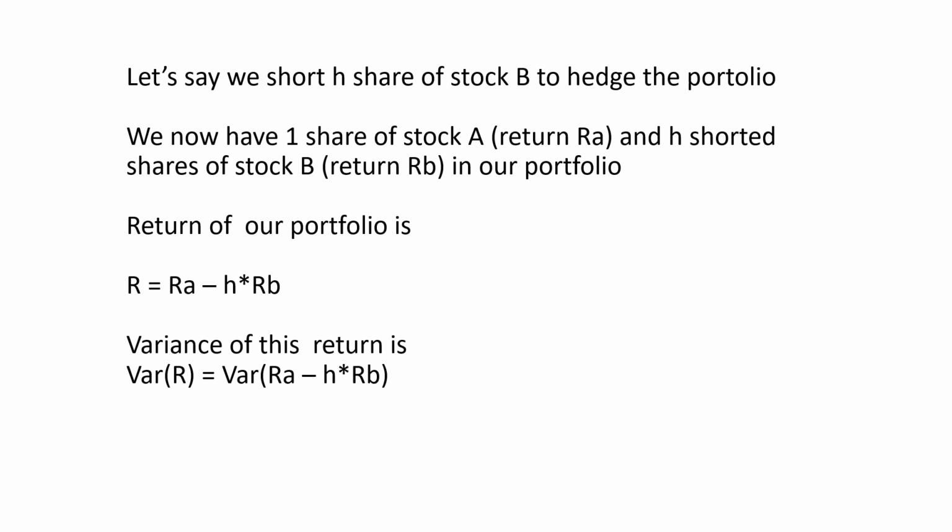Let's say we short H shares of stock B to hedge the position. We now have one share of stock A whose return is RA and H shorted shares of stock B whose return is RB in our portfolio. So the return of our portfolio is given by RA minus H times RB. Negative because we have shorted stock B. And the variance of this return is given by var of RA minus H times RB.